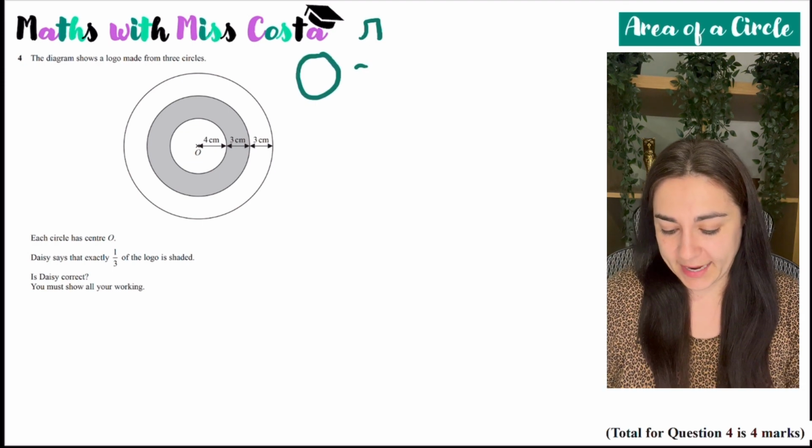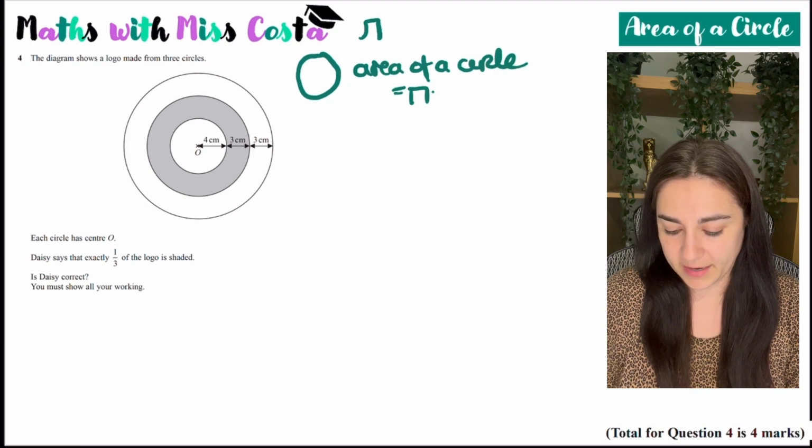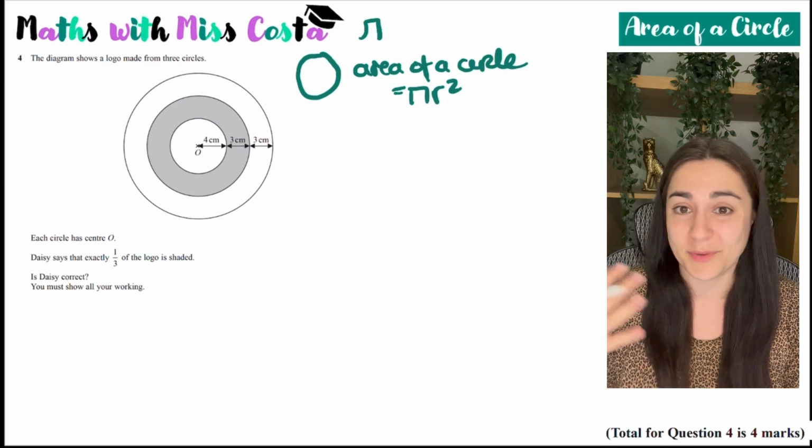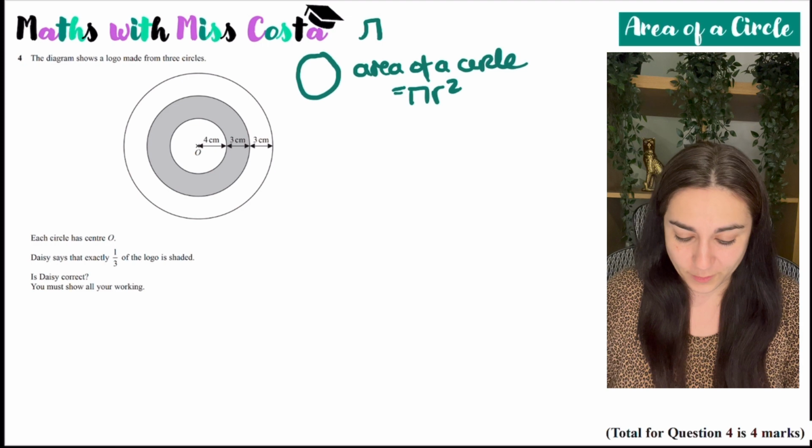First of all, let's just recap that the area of a circle is pi r squared. It always just helps to write the formula out because in the exam you're under pressure and you just might do some crazy things. So write the formula out.